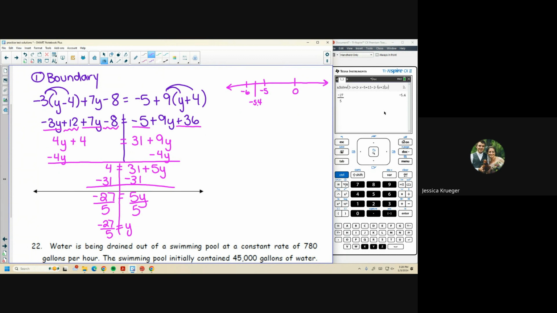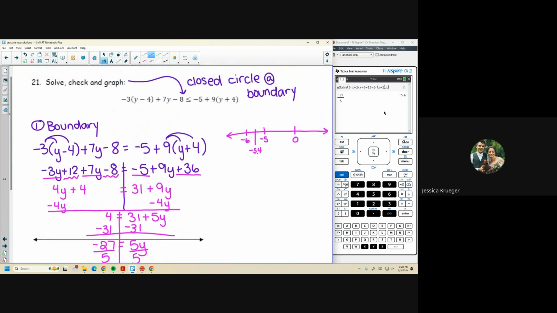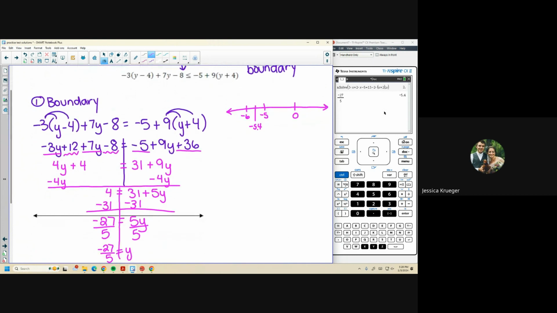Again, we said back at the top that because it was less than or equal to in the original, I'm going to have a closed circle here. Now the question is my solution everything below negative 5.4 or everything above? You cannot assume that that sign is going to be the same. There's a lot of algebra that we did here. So what we want to do next is we're going to test a value.